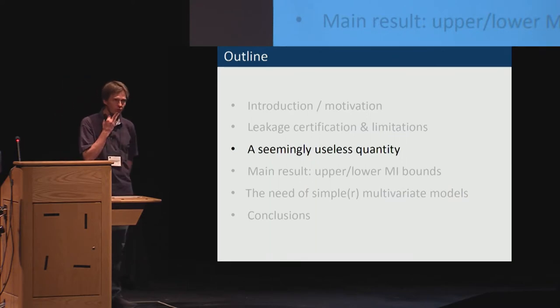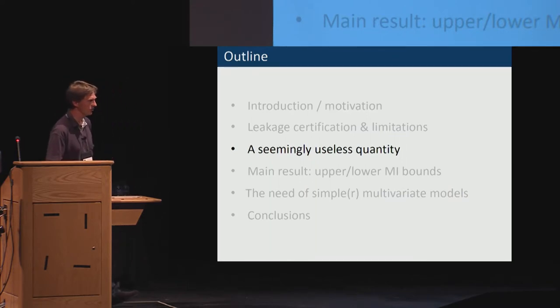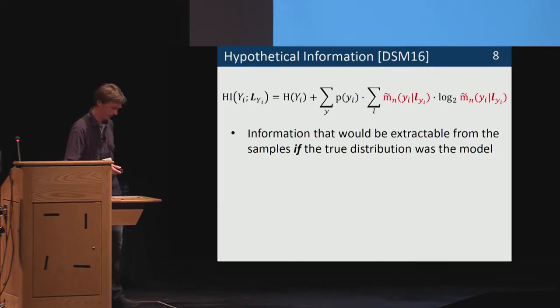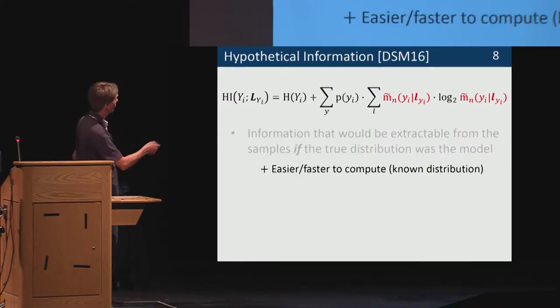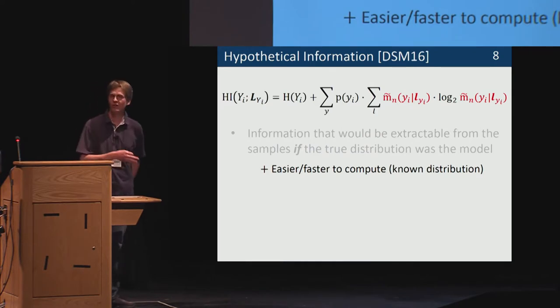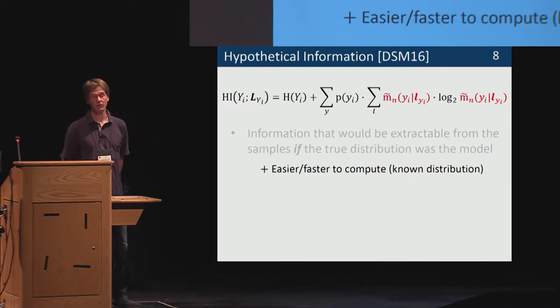So in order to move forward, I first need to introduce this seemingly useless quantity, which is the hypothetical information. The hypothetical information is, again, quite similar to the mutual information, but this time, both left and right of the logarithm, we replace the true probabilities by the probabilities that are assigned by the model. Intuitively, this represents the amount of information that would be extractable from the samples if the true distribution was the model. So very concretely, this looks nice because this is now an equation where everything is known, so it's much easier and also much faster to compute because we know the distribution. Sometimes we even have an analytical formula for the distribution.